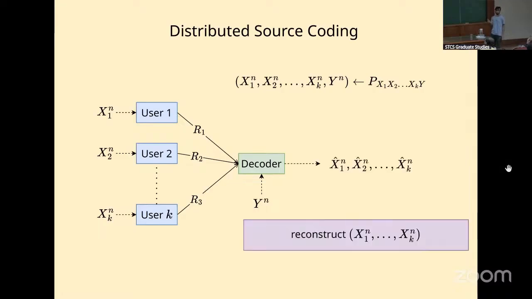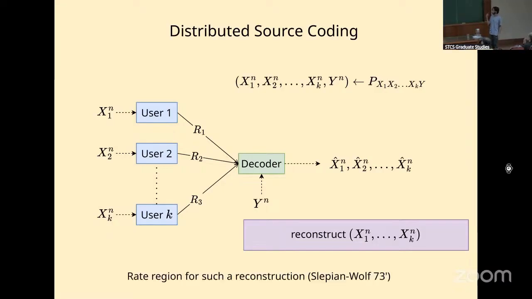And the decoder says that the rate region, as in the amount of rate for which this is possible, and given a rate, how can you do it? This was given by Slepian and Wolf in '73. It's a classical result.